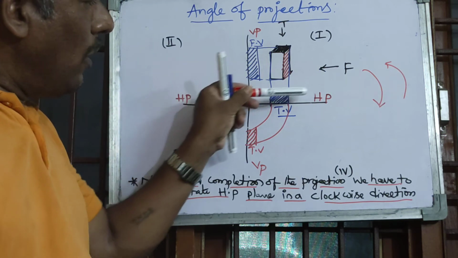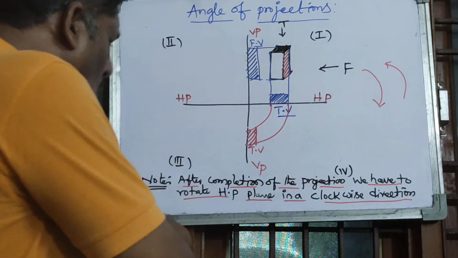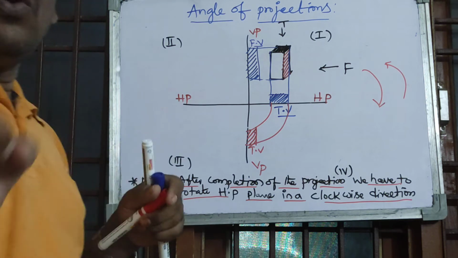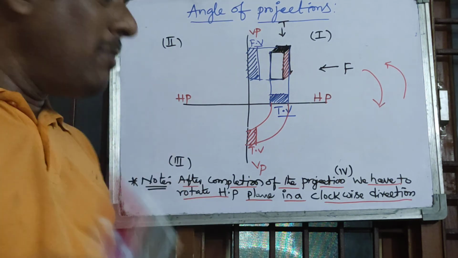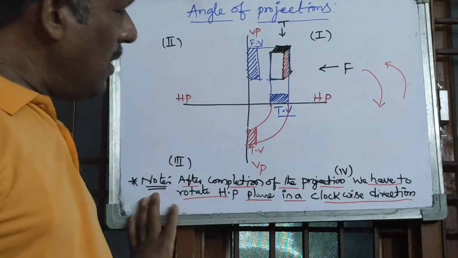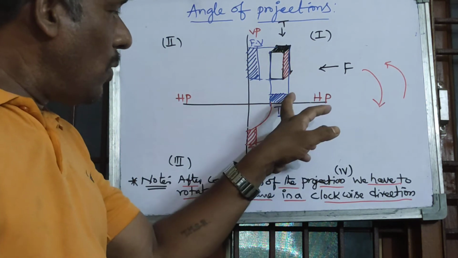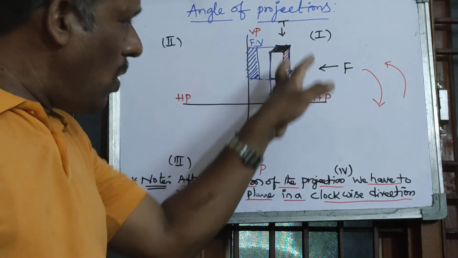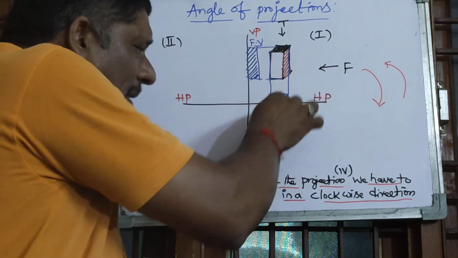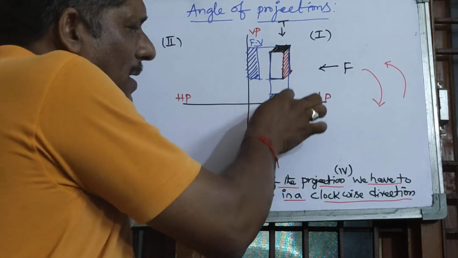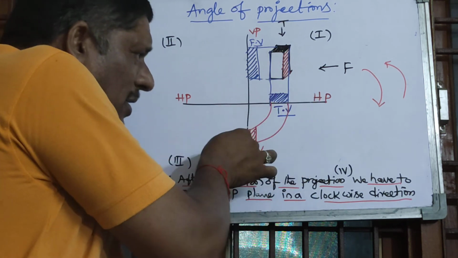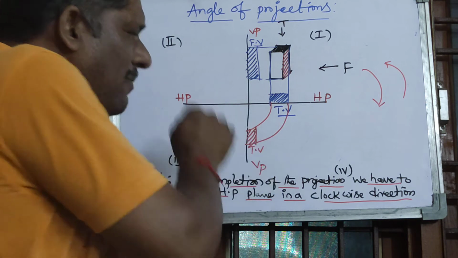But the top view moves while you are rotating this. Why? Because it is a rule. Note, it is a rule for all projections. It is constant, either first angle, second angle, whatever it may be. Just note this down, so you will get the total data. After completion of the projection, you have to rotate the horizontal plane in a clockwise direction. The top view is already on the horizontal plane, so if you rotate this line and keep it on the vertical plane, what will happen?